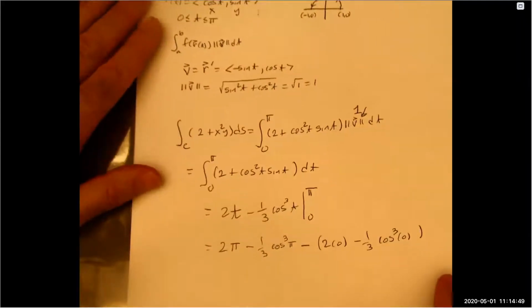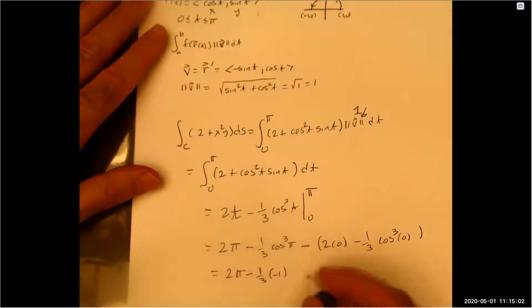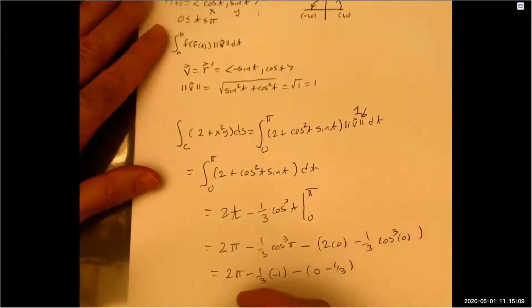And so this is going to give me, the cosine of pi is negative 1, and then negative 1 cubed is negative 1. So this gives me 2 pi minus 1/3 times the negative 1, and then minus 0 minus 1/3. So this is going to be 2 pi plus 2/3.